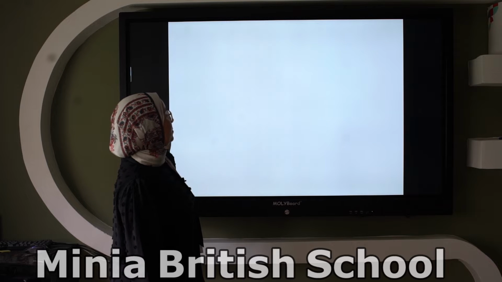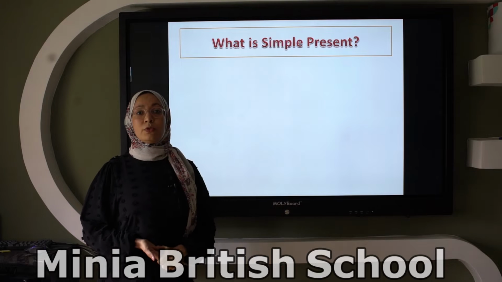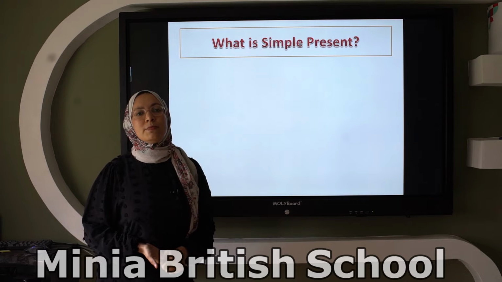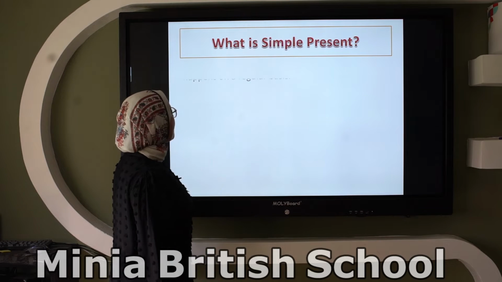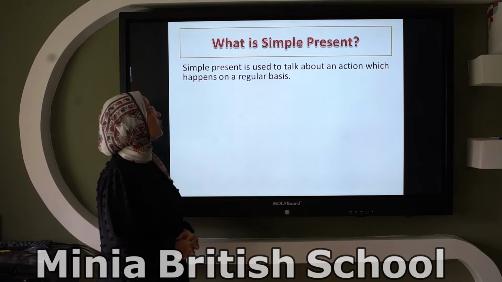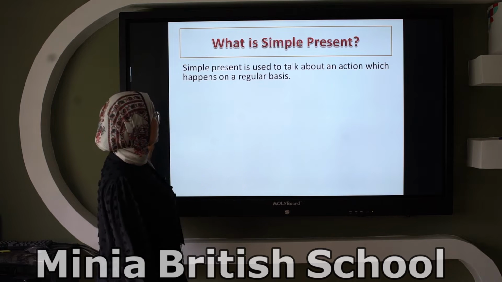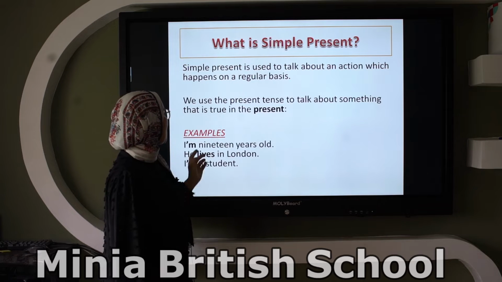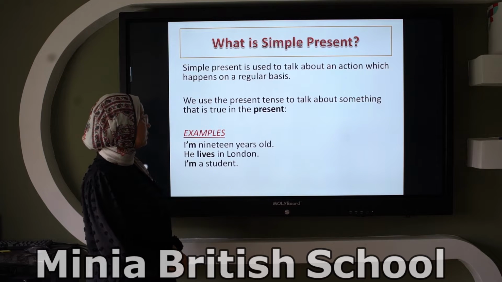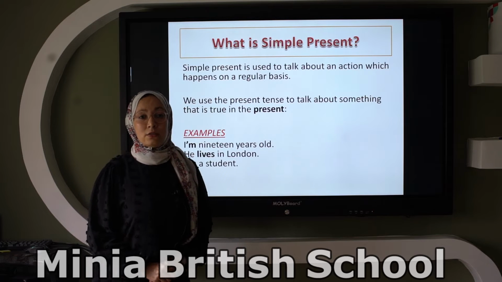Actually, why do we use present simple, or what is present simple at first? Present simple is used to talk about an action which happens on a regular basis. For example, I am 19 years old, he lives in London, and I am a student.